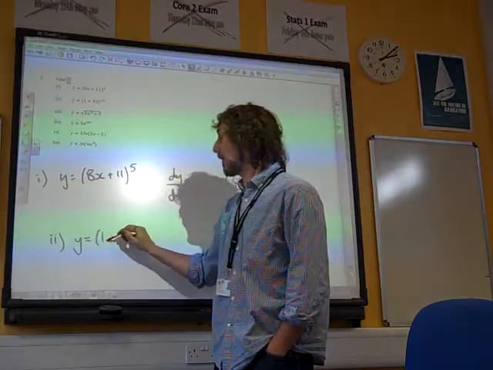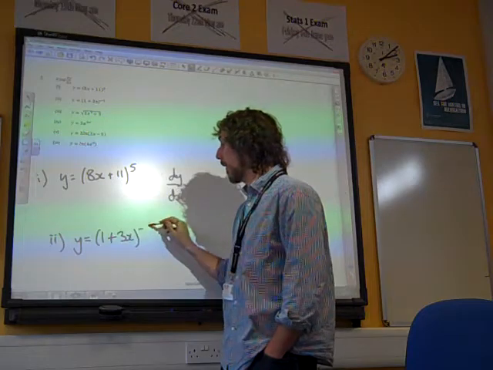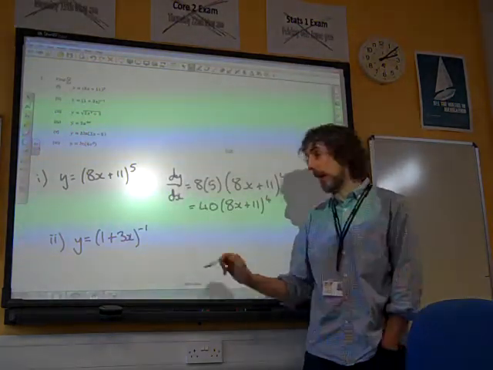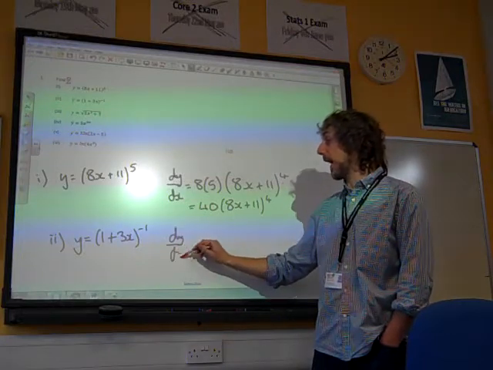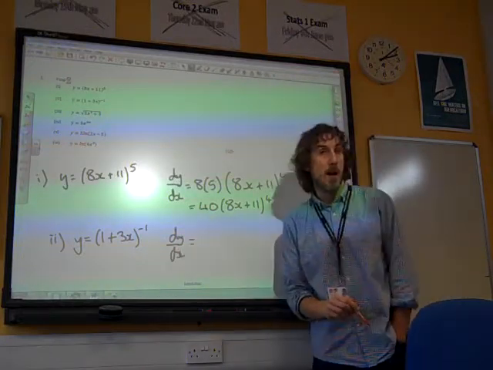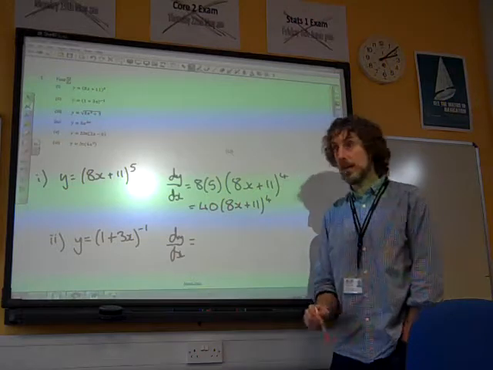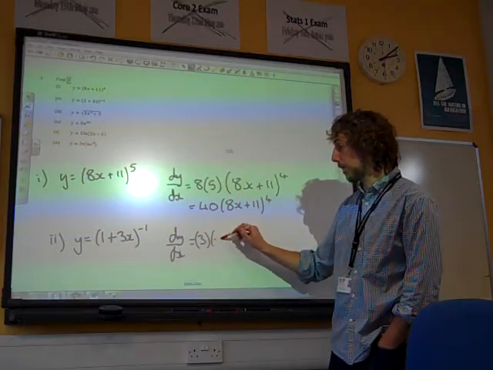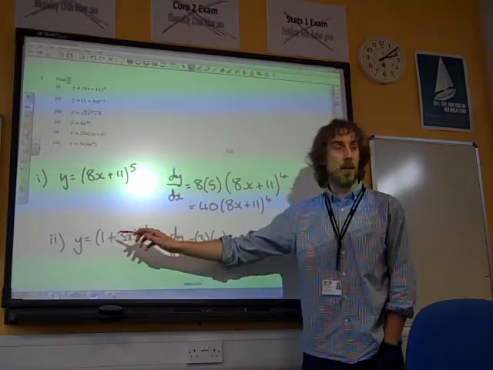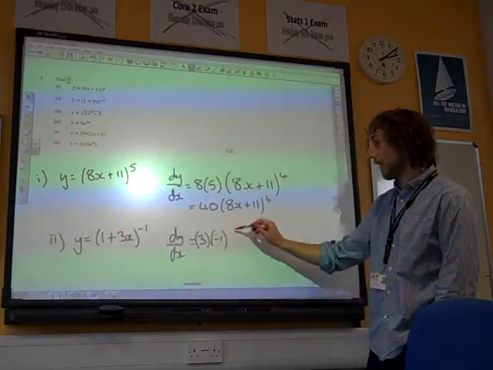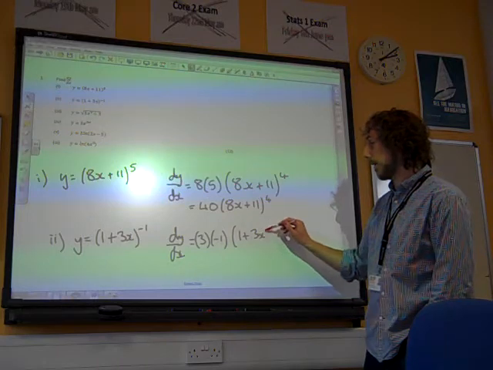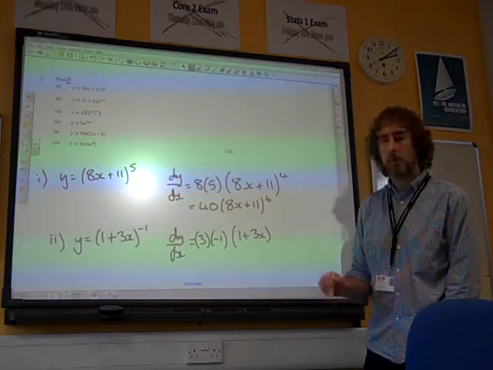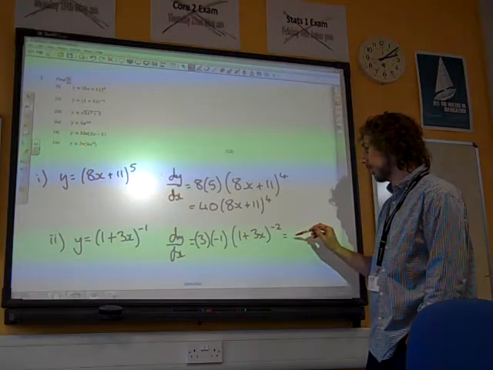Well, this is still that same rule, isn't it? Because it's still (ax plus b) to the n. So when we differentiate (ax plus b) to the n, we get a times n, so 3 times minus 1, because this time the a is the coefficient of x, isn't it, times (ax plus b) to the n minus 1. Oh, what's minus 1 take away 1? Minus 2, great maths there, well done.